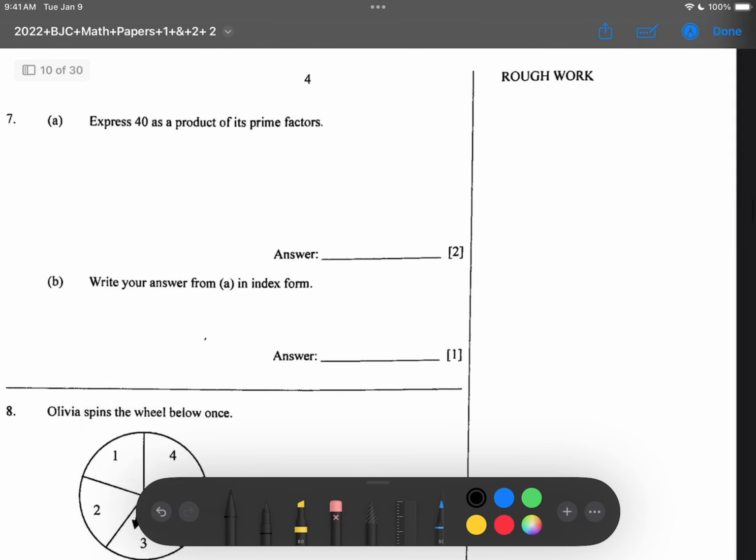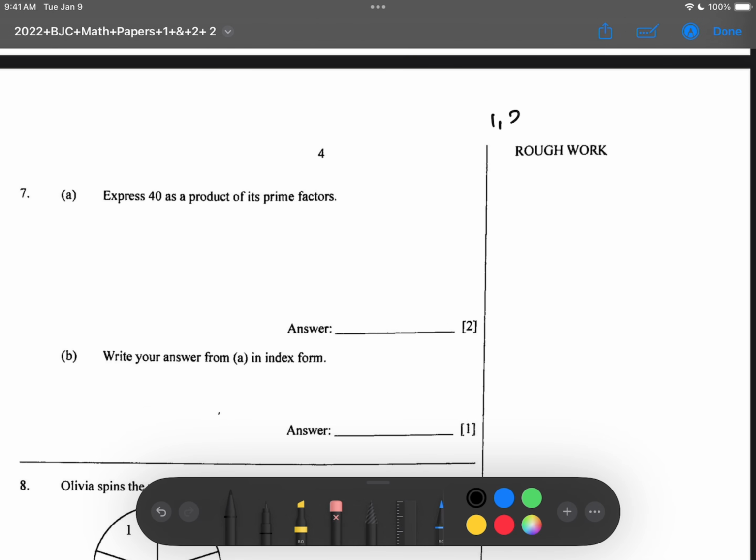Express 40 as a product of its prime factors. Our prime numbers are 2, 3, 5, 7, 11, 13, and so on. So when we use 40, we're going to use the lowest prime number that 40 can be divided by, which is 2. 2 times 20 gives you 40. Lowest 20 can be divided by 2. 2 times 10 gives you 20. Lowest 10 can be divided by 2. 2 times 5 gives you 10. And then that's it, because 5 is a prime, so we stop.